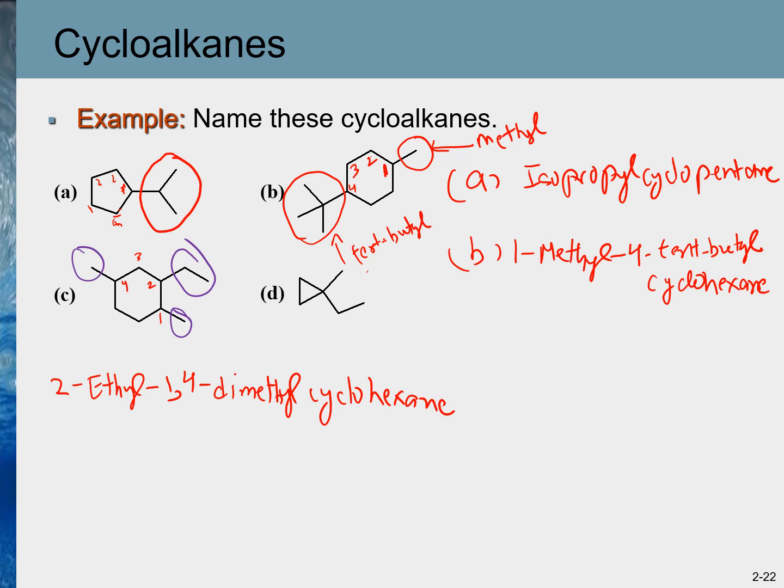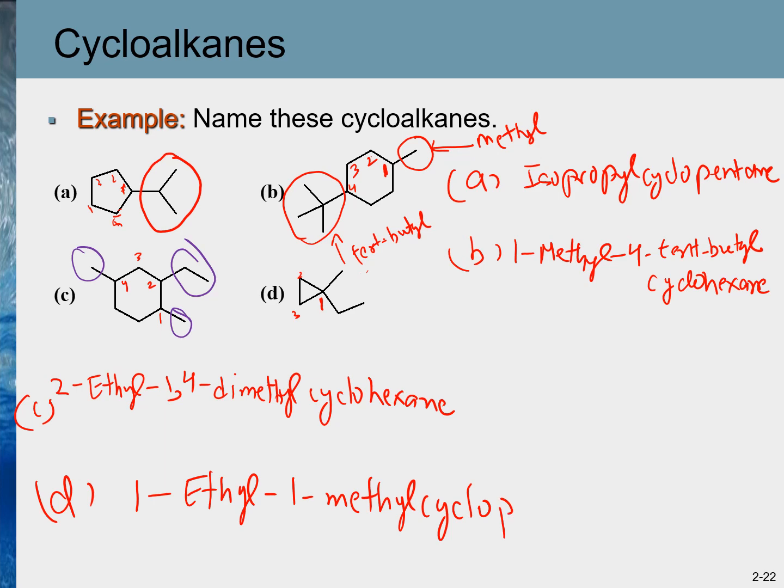And finally the last one, so this was C. Last one, we have a 3-membered ring and we have a substituent ethyl and methyl on the same position. So because we have more than one substituent, now we have to number them. So we number starting from here. That's 1, 2, and 3. So name will be 1-ethyl-1-methylcyclopropane.